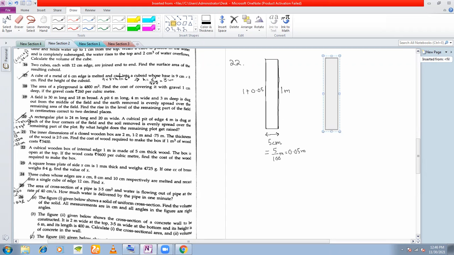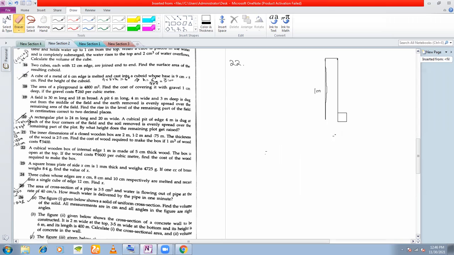If you're looking at the box in this way, this is another internal edge, 1 meter. This is the thickness again of the wood, which is 0.05. So that means what is the external edge here? My diagram is not proper. Let me draw a proper diagram.